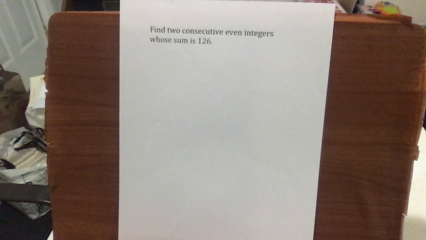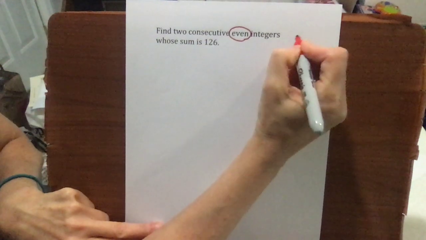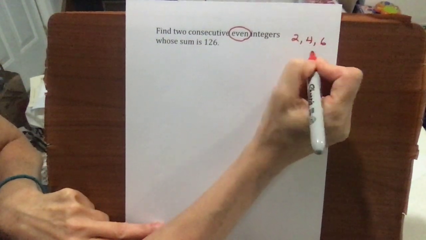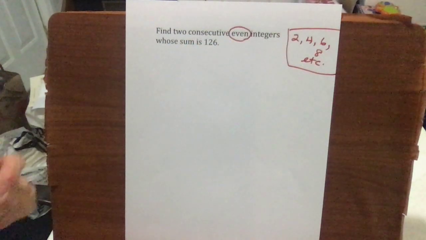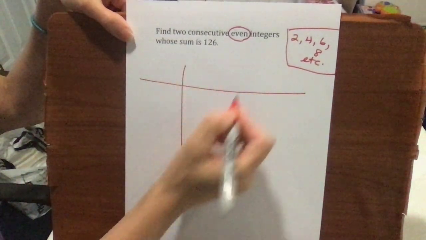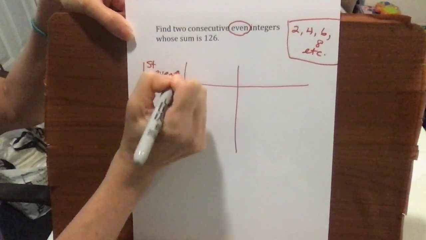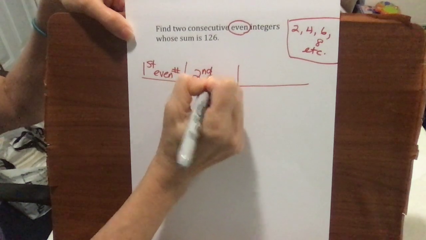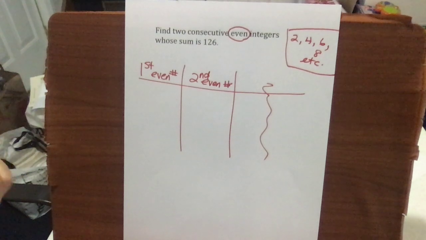Find 2 consecutive even integers whose sum is 126. Well, the key word here is even integers. So even integers on the side, I'll write a couple: 2, 4, 6, 8, etc., right? So those are even integers. So again, what we're going to do is set up a chart. And we only want 2. So it's the first even and the second even number.